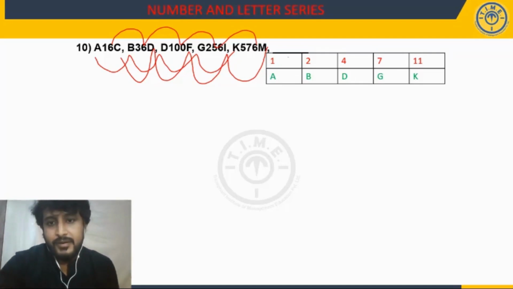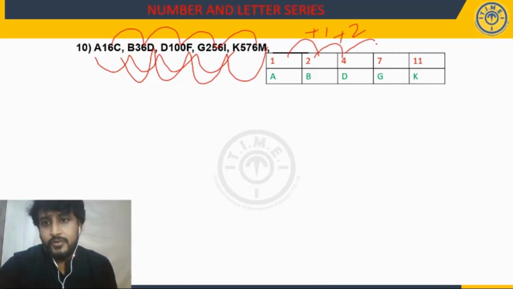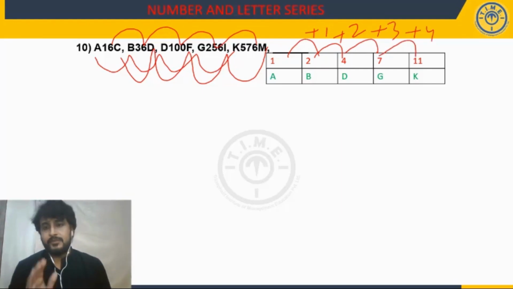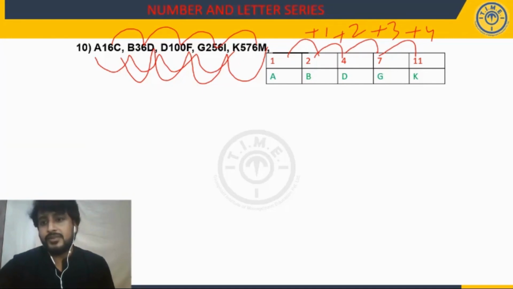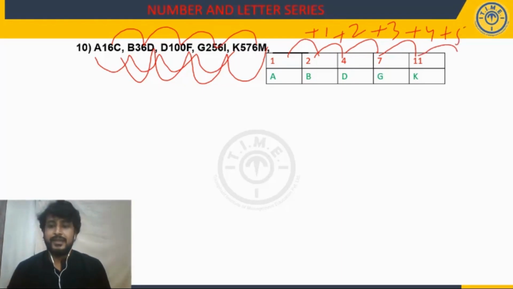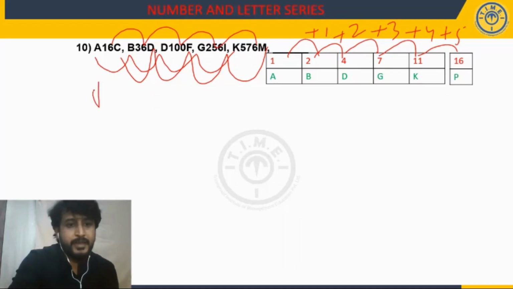And what is the logic given here? 1 to 2 plus 1, 2 to 4 plus 2, 4 to 7 plus 3, 7 to 11 plus 4. So plus 1, plus 2, plus 3, plus 4: consecutive natural numbers increasing. So next after plus 4 is 5. So 11 plus 5 is 16. Which letter has place value 16? P. So we got the letter P.